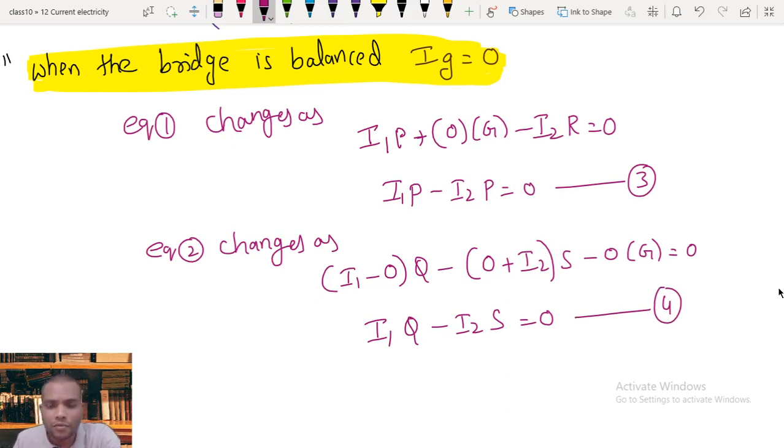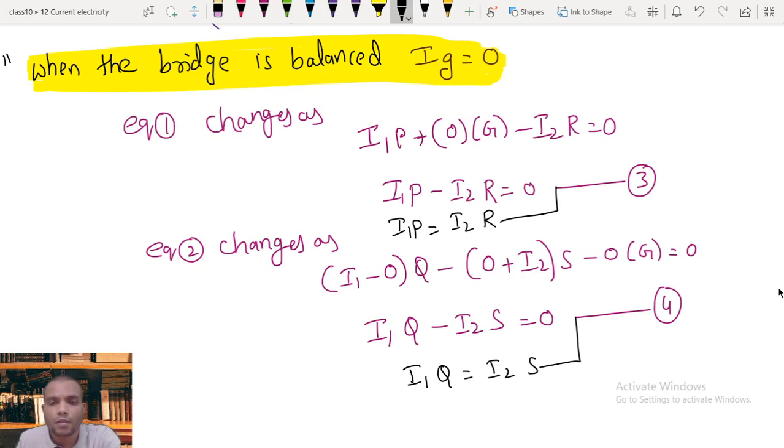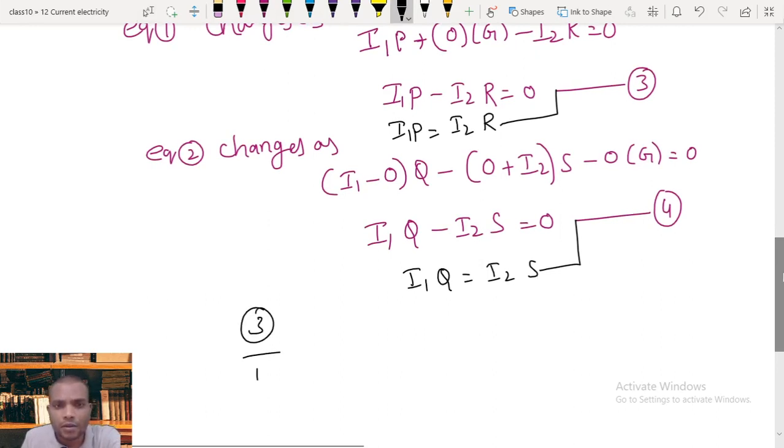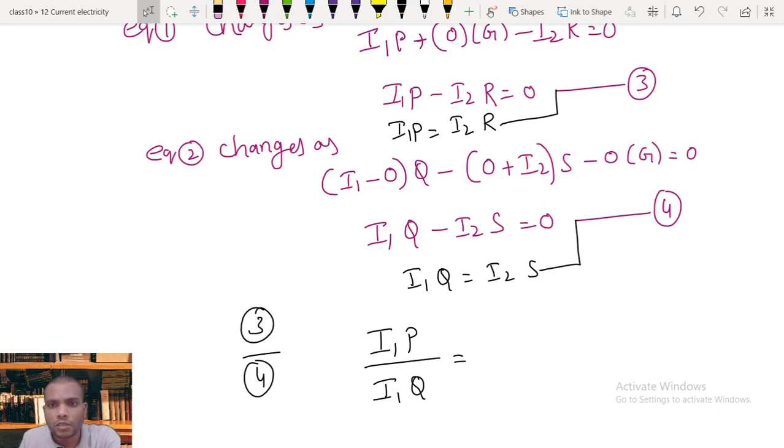Now equations 3 and 4. Suppose this is R, sorry, so that is R. Equation 3 we can also express as I1 P equal to I2 times R. And equation 4, I can write as I1 Q equal to I2 times S. Now if we divide 3 by 4, I can get I1 P upon I1 Q equal to I2 times R upon I2 times S.